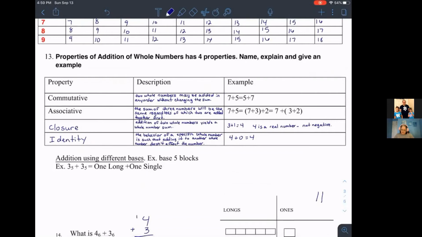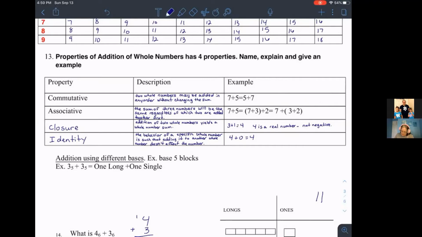All right, so the addition. So the commutative property, it says 2 whole numbers may be added in any order without changing the sum. So one example would be 7 plus 5 and 5 plus 7. That means it doesn't matter what order you add them in, it's always going to equal the same. So if we have 10 plus 4, it is the same as 4 plus 10. Same concept.